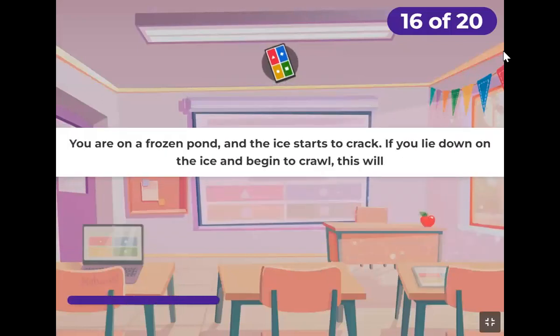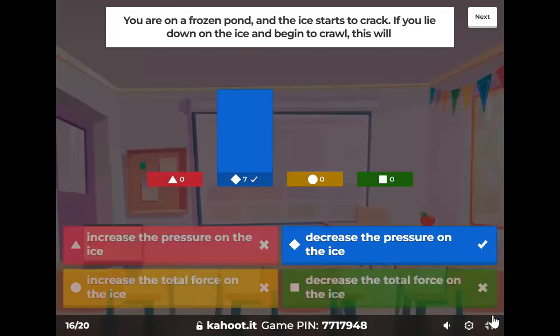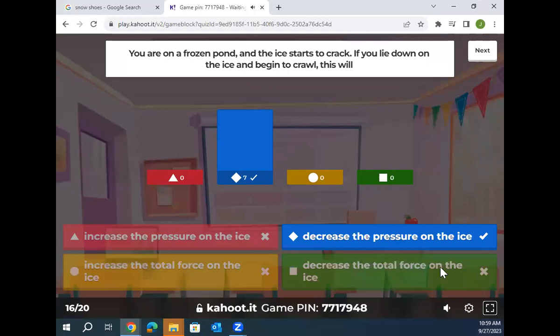Frozen pond, ice starts to crack. You lie down on the ice and begin to crawl. What's that going to do physically? Yeah, decrease the pressure. You guys got that.